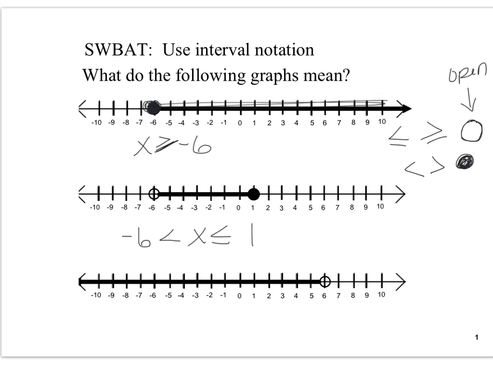So this one here, 6 is here. Now all these numbers going this way are less than 6. So it's x is less than 6. Notice this is an open circle, it's not colored in, so that's why it's just a less than. That's the notation that you should know already.